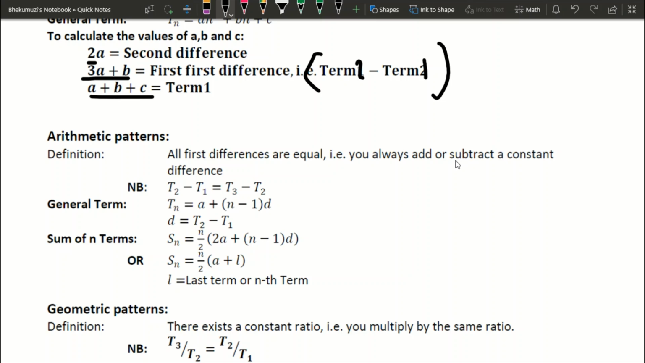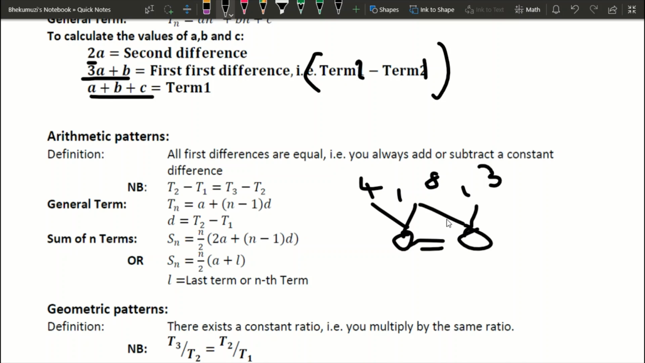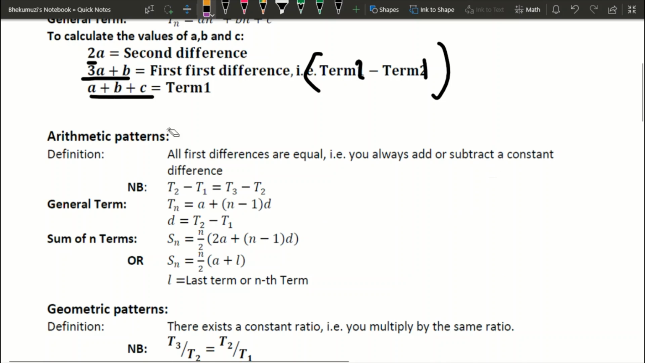So what does this mean? This means that in actual fact, if we would have an interesting pattern, yes, I know this pattern will not give us equal differences, but just bear with me. But when you subtract both of them, they're supposed to give you an equal first difference. And if they don't give you an equal first difference, then you know this is not an arithmetic pattern. And now you'd have to look for which other type of pattern there is.